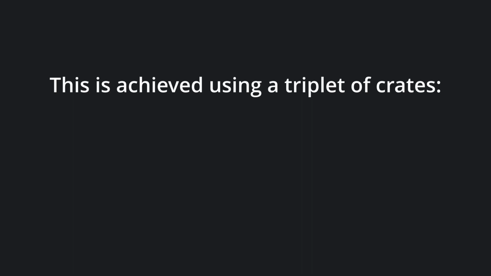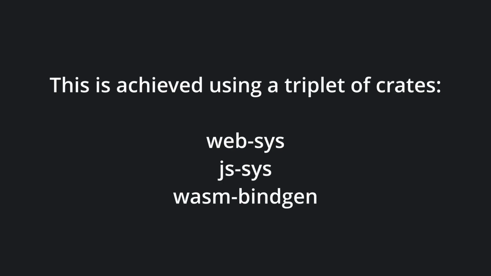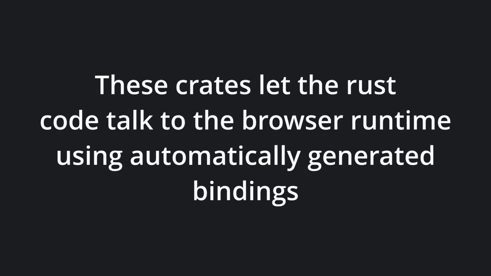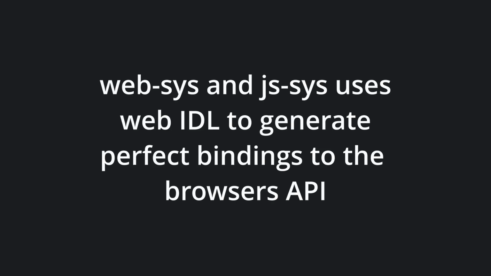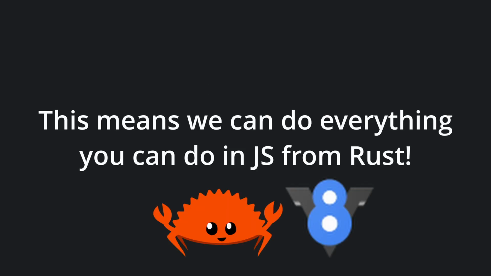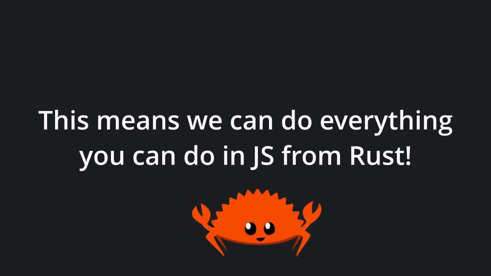We typically do this using a triplet of crates: web-sys, js-sys, and wasm-bindgen. These crates facilitate communicating with the V8 runtime in the browser via automatically generated bindings. web-sys and js-sys use the WebIDL format to generate perfect bindings for all the browser APIs automatically. This means there is nothing you can do in JavaScript that you cannot also do from Rust.